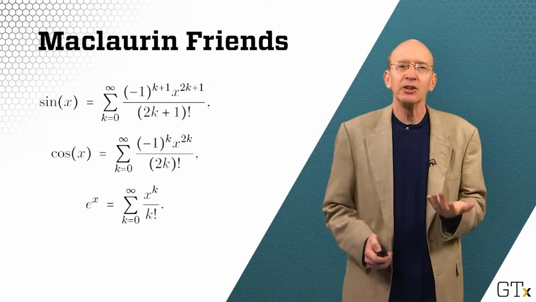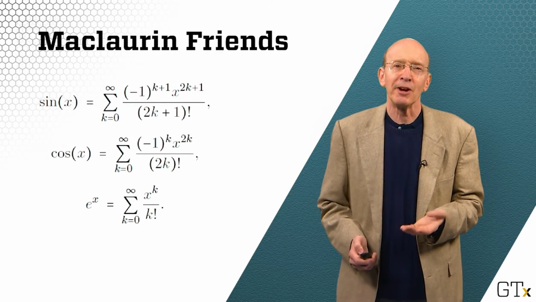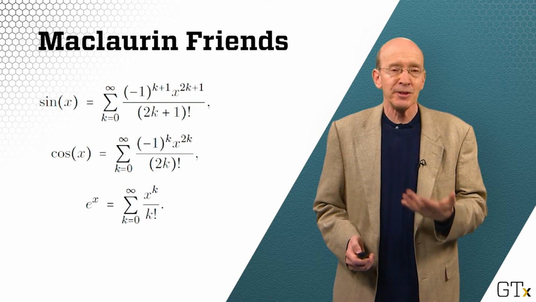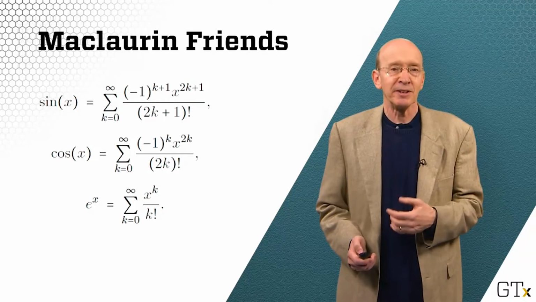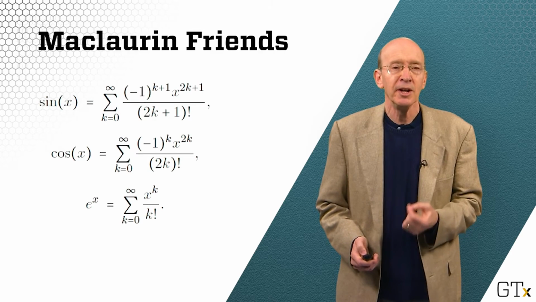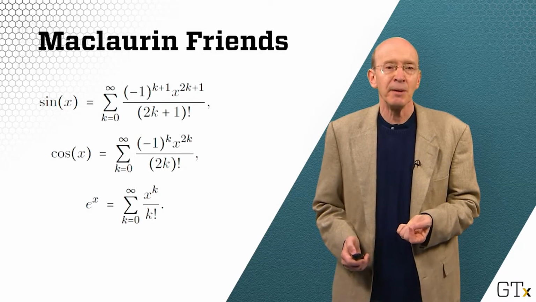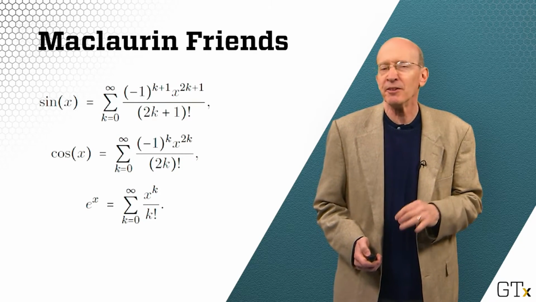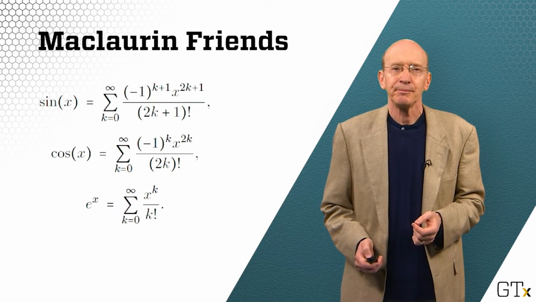Now, without going into huge detail, here are some Maclaurin friends. You may remember this. Sine of x, if I do all those derivatives in the previous slide, can be written as that infinite sum, the first one. Cosine of x is the second infinite sum, and e to the x is the third one. They all look a little messy, but they're really not bad at all. And they're actually kind of famous.